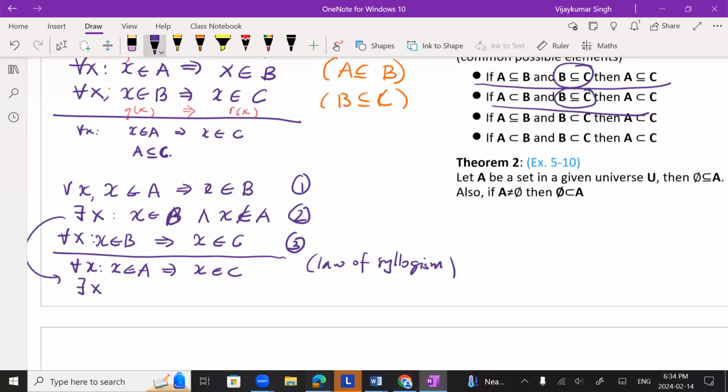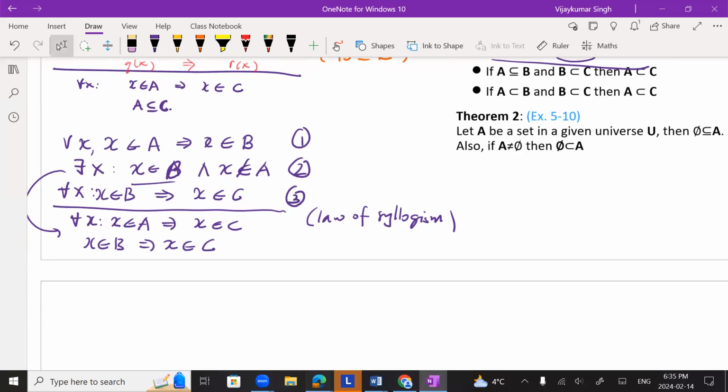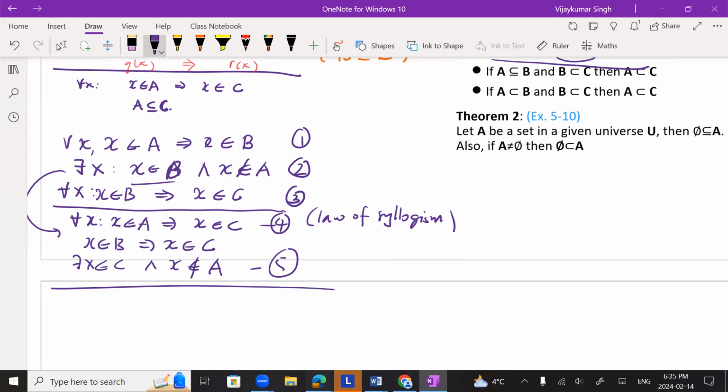That means there exists x, but x belongs to B. So we can replace this: x belongs to B implies x belongs to C. Do you agree? Makes sense, right? So we can say if there exists x which belongs to B, not in A, this is the same as saying there exists x belonging to C, but not in A. So if you combine, let's say 4 and 5, you get exactly the definition of A is a strict subset of C.